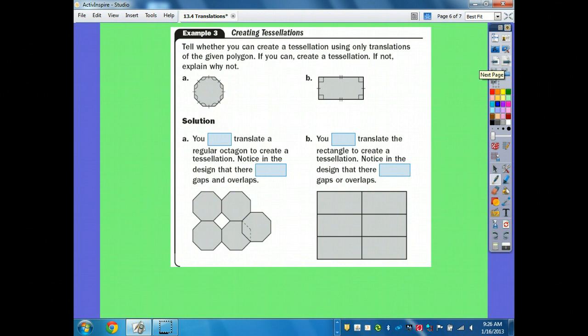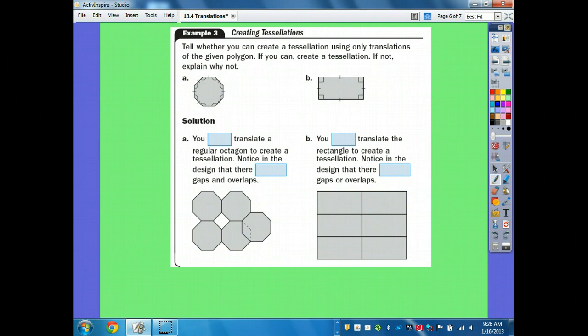Tell whether you can create a tessellation using only translations of the given polygon. If you can, create a tessellation. If not, explain why not. Now, who can read me the definition of translation or tessellation on the first page? Nice and loud, so everybody in our virtual world can hear you. Tessellation is a covering of a plane with a repeating pattern of one or more shapes. Tessellations have no gaps or overlaps.